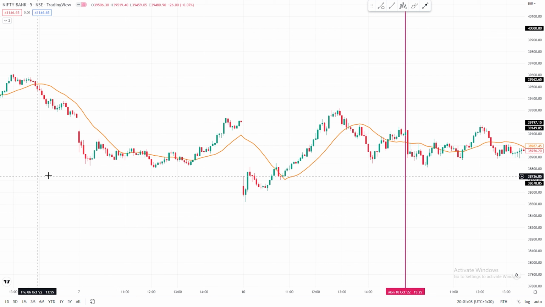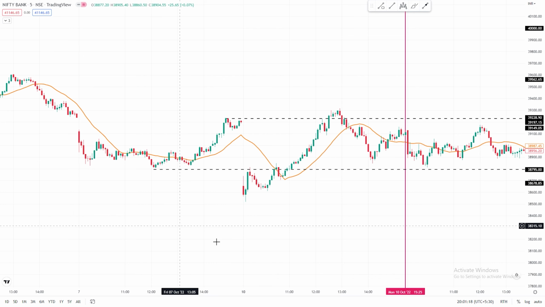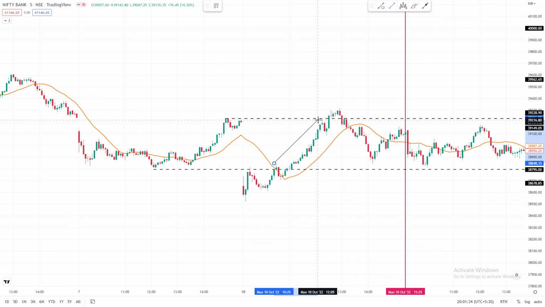See here, this is previous day high, this is previous day low. See here, the market opens below the previous day low, and when it closes above the 20 simple moving average, the market rallied here. So this is an upside trade.